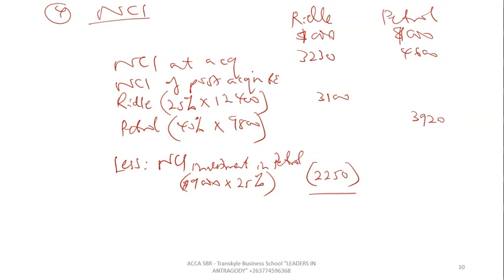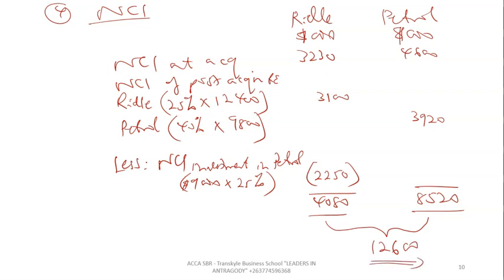All right, once we do this, we then have to underline. If we use our calculator, 3,230 plus 3,100 minus 2,250, we must get our 4,080. And here we then have to add up again, and we must get our 8,520. Then we have to add all these ones and obtain our 12,600 as our ultimate NCI value.